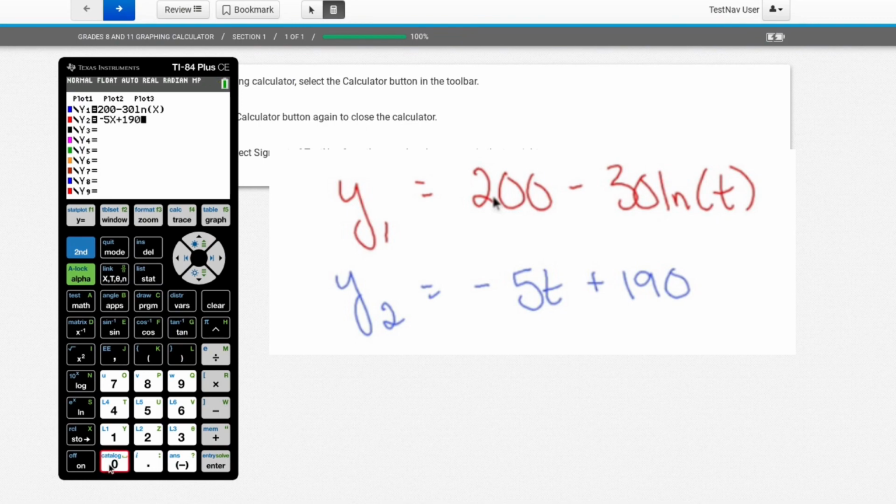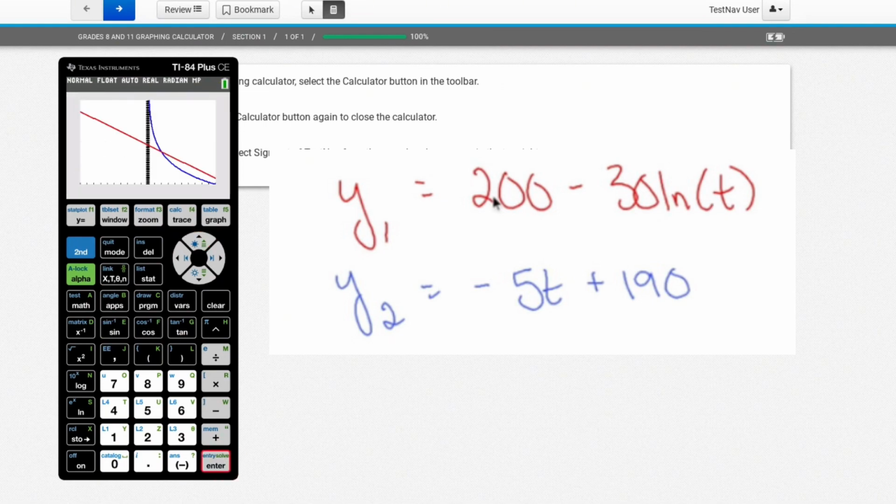Now, since we are dealing with a 200 that's floating around in y sub 1 and a 190 in y sub 2, those are y-intercepts. So I'm not going to hit graph and expect to see anything. Whenever I don't see anything, something that usually works is zoom fit, so I hit 0 and hit enter for zoom fit.